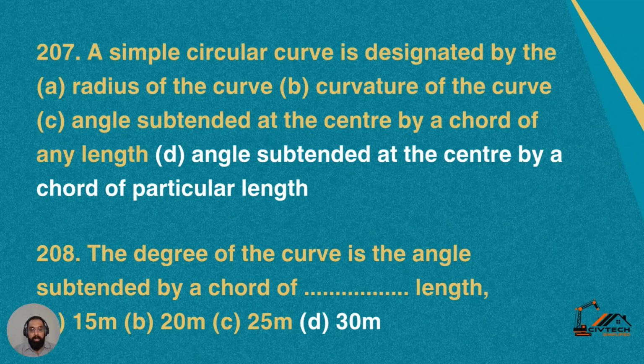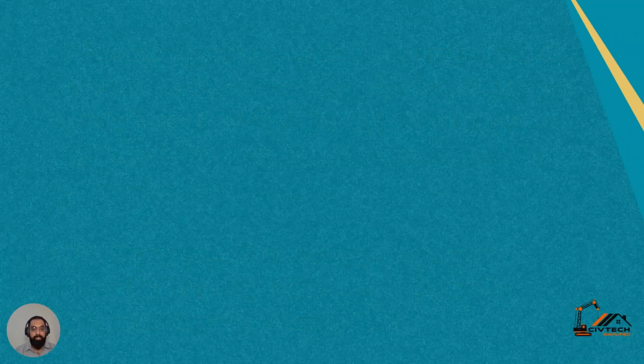208. The degree of the curve is the angle subtended by a chord of dash length. Option A, 15 meter, option B, 20 meter, option C, 25 meter, and option D, 30 meter. So D is the correct option, which is 30 meter.